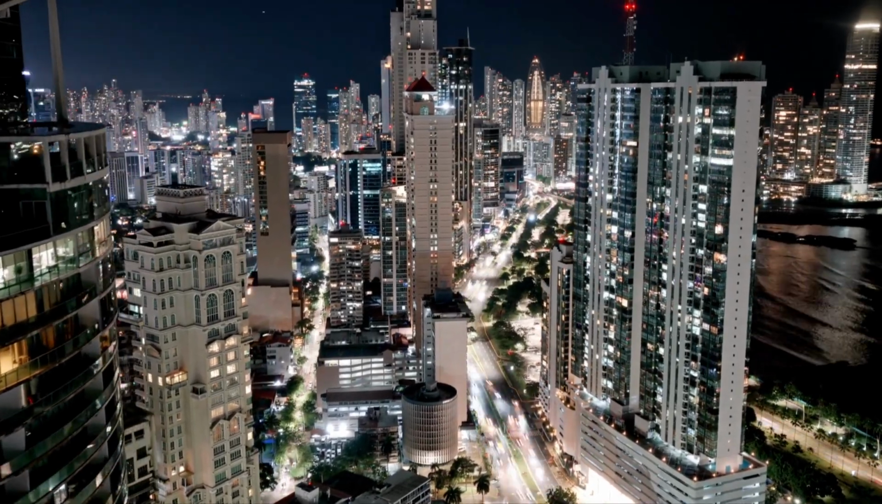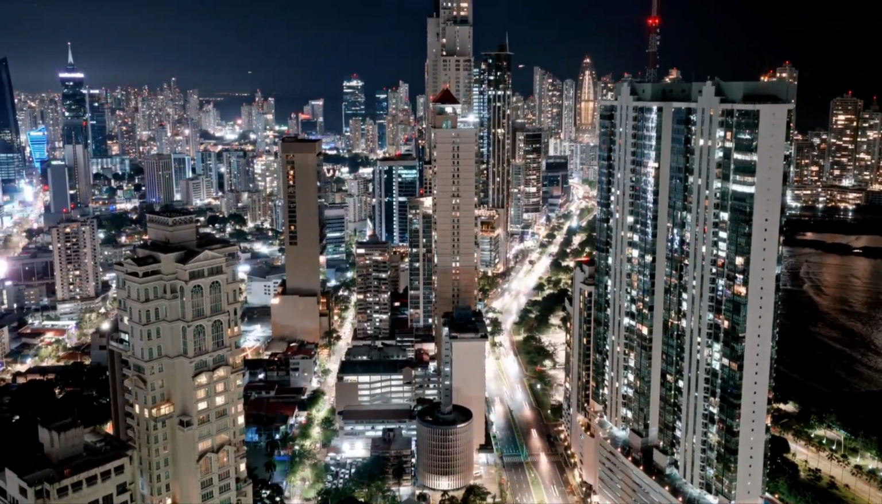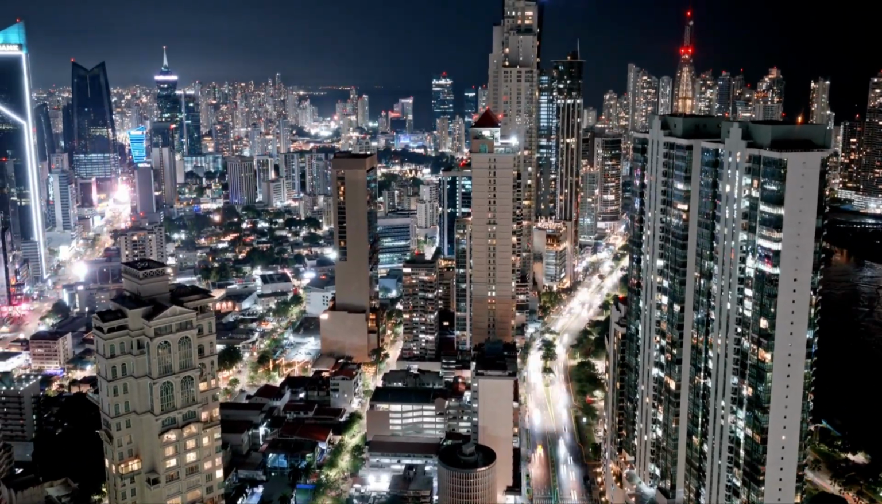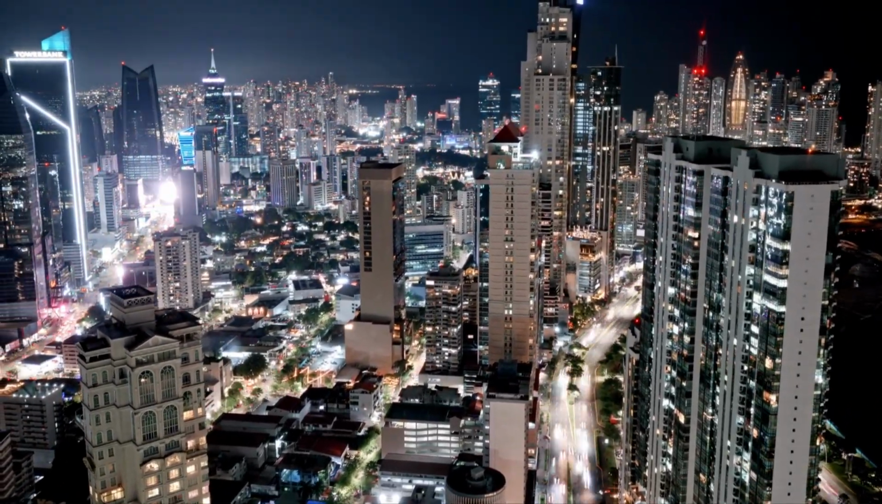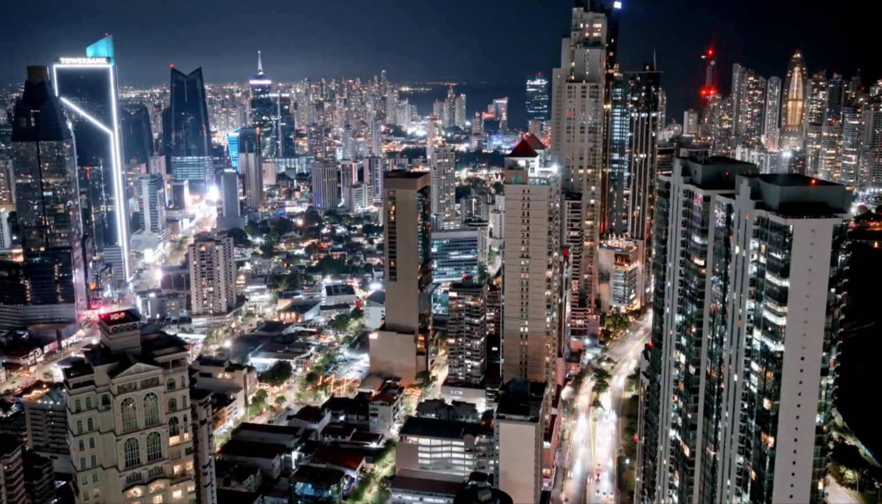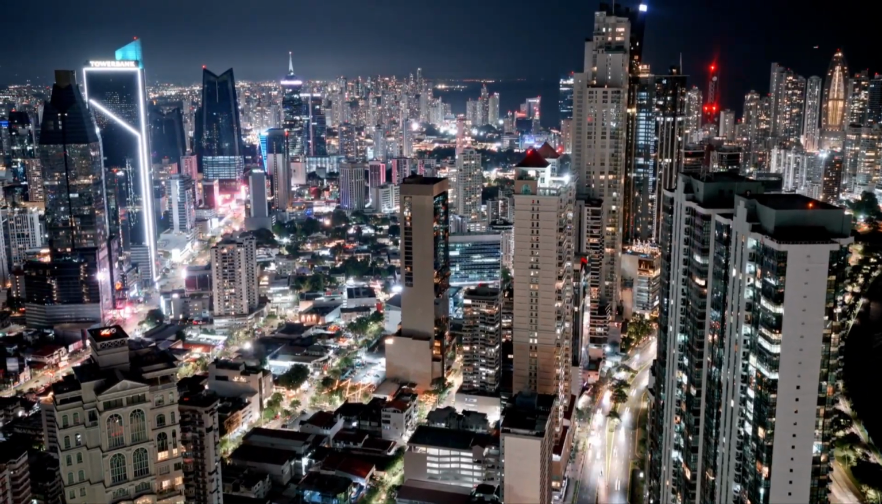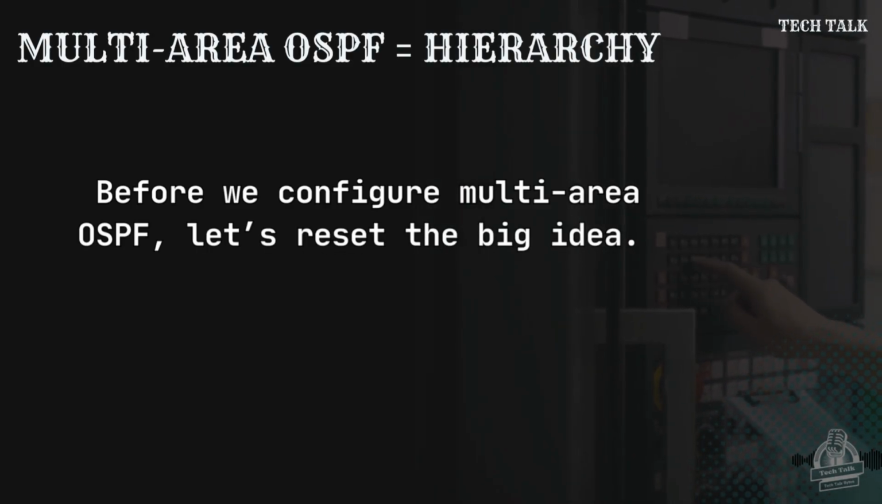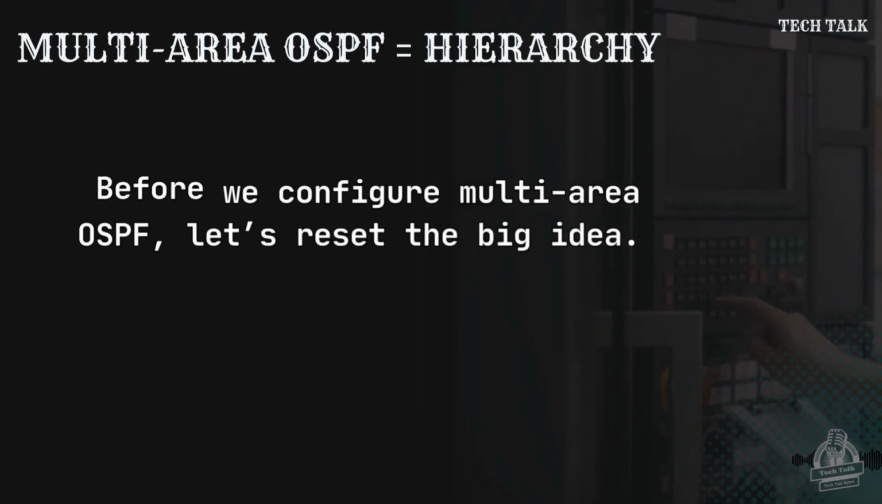Hopefully, at this point, you understand how OSPF is designed, how it communicates, and how it's configured. If you're still a little shaky up to this point, pause, go get some coffee, and replay the last 10 minutes or so. Before we configure multi-area OSPF, let's reset the big idea.